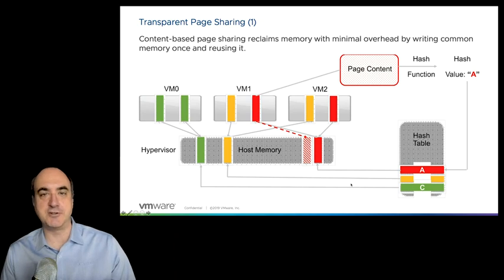And if VMs are actually trying to access the same 4K bytes of data, why duplicate or triplicate that data? We could just make one copy of that. This is good for when all the VMs are running the same operating system. They're all going to have the same drivers. They're all going to have the same libraries.